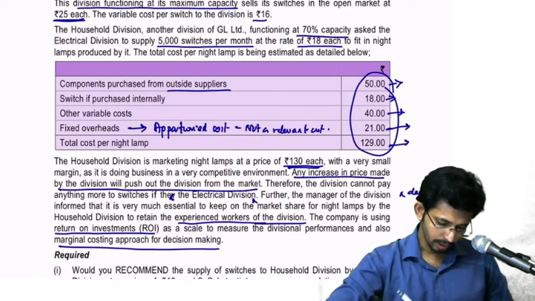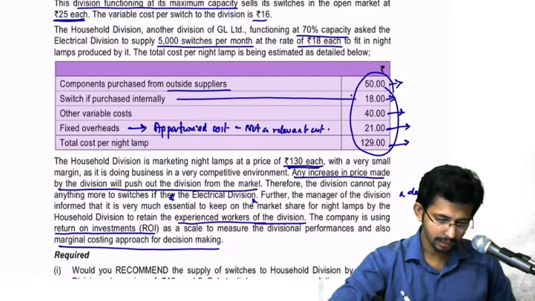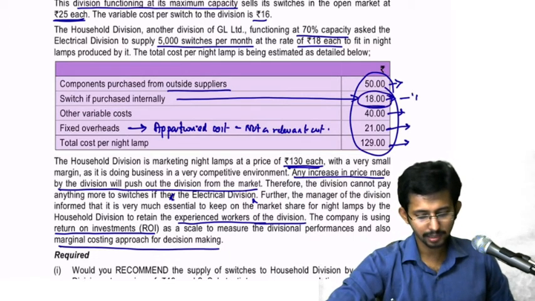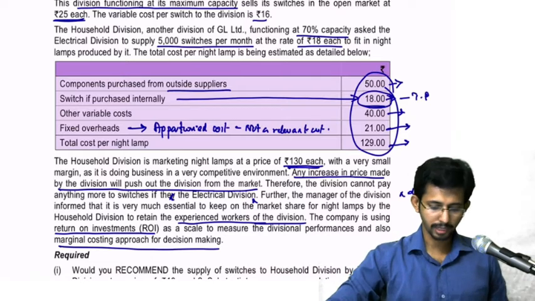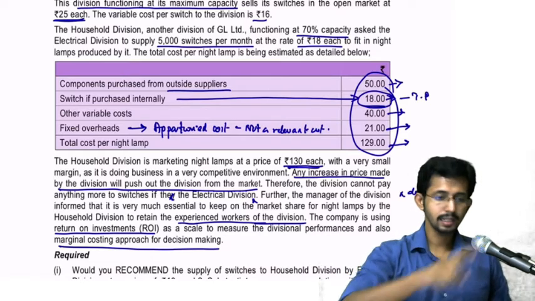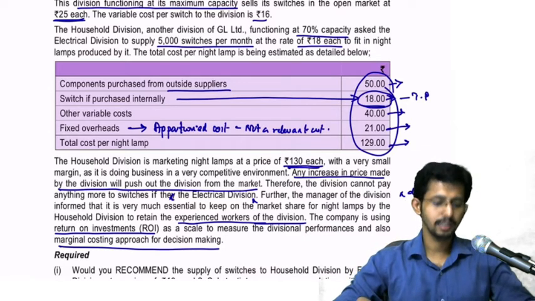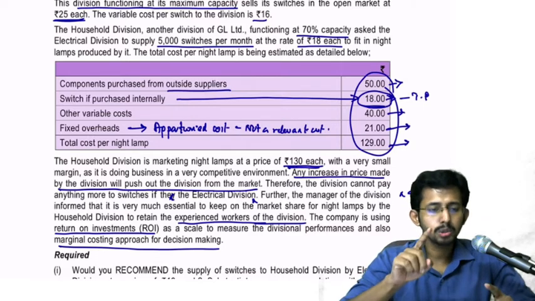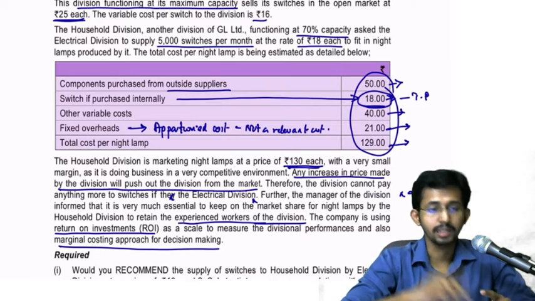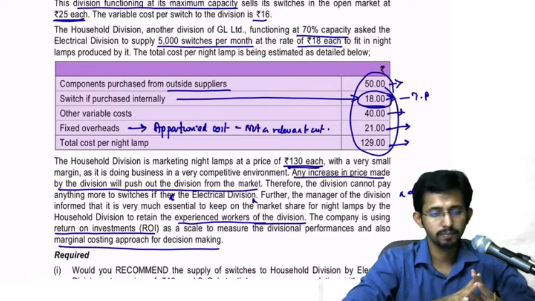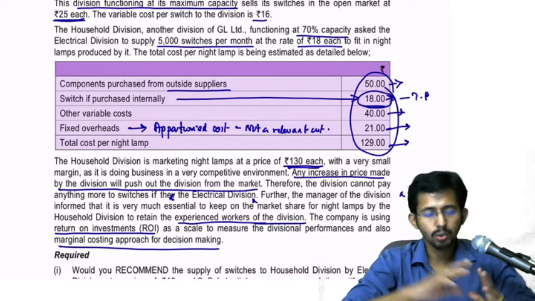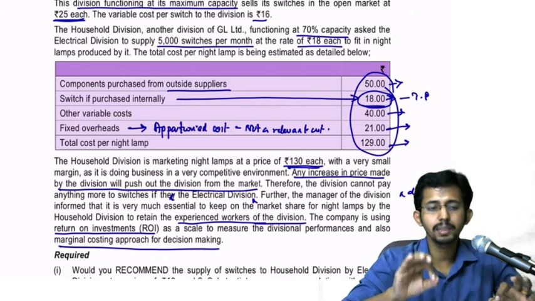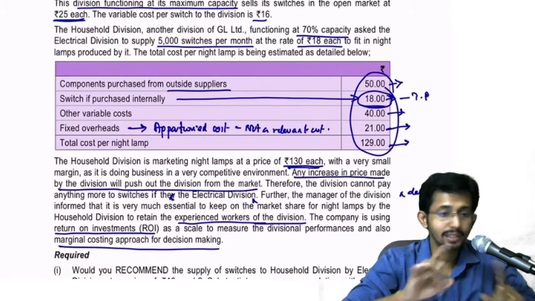And also if you see the cost of the switch, what is this cost of switch? It is 18 rupees. What is this 18 rupees? It is the transfer price recommended by the household division from the other party, the electrical division. So as far as the company is concerned, the cost of this switch is only rupees 16. Why rupees 16? It is variable cost. So even though the transfer price is 18, the real cost as far as the company is concerned, the cost of the switch is only 16 rupees.